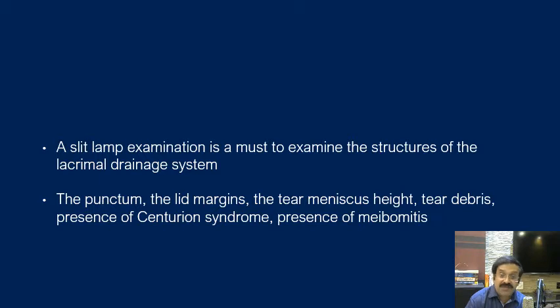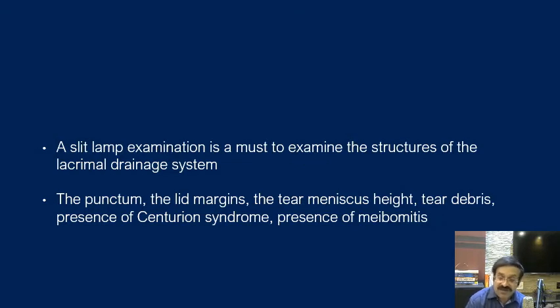A slit lamp examination is again a must to examine the structures of the lacrimal drainage system. The punctum, the lid margins, the tear meniscus height, the tear debris, presence of Centurion syndrome, and presence of meibomitis. Now, these are all causes of epiphora. So you must see the punctum, whether the punctum is in apposition with the tear film or the lacus lacrimalis. The lid margins have to be seen, whether they are rounded or whether they are normal. The tear meniscus height will give you a clear indication of whether it's a drainage impairment or an excessive tearing.